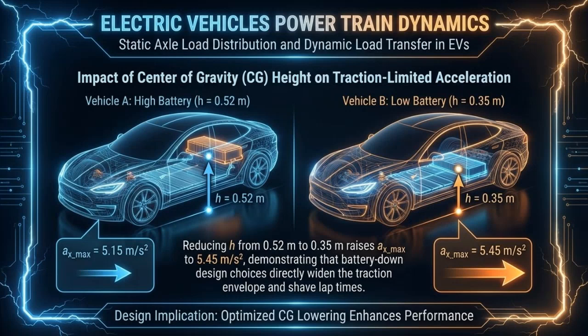Now observe the effect of center of gravity height. When the CG height is reduced from 0.52 meters to 0.35 meters, the maximum achievable acceleration increases to 5.45 meters per second squared. This shows that lowering the battery and mass in the vehicle directly increases available traction, expands the acceleration envelope, and helps reduce lap times.